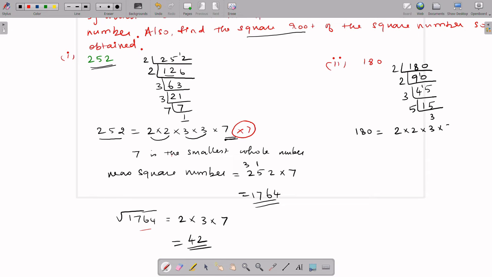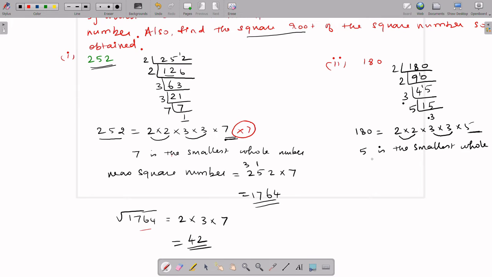3 into 5. I'll write these 3 terms together. Then only you have to make a pair, it will be easy. Okay, so we have these two numbers, and 5 doesn't have a pair, isn't it? So 5 is the smallest whole number. You have to multiply with the given number to make a perfect square, that you have to write it.